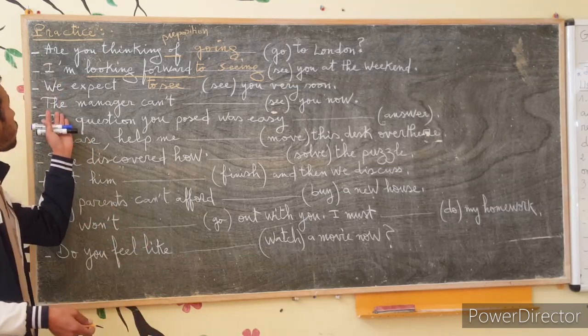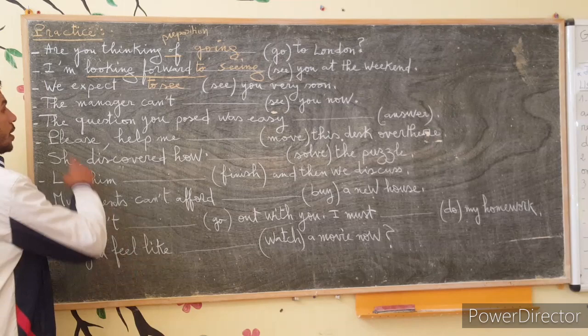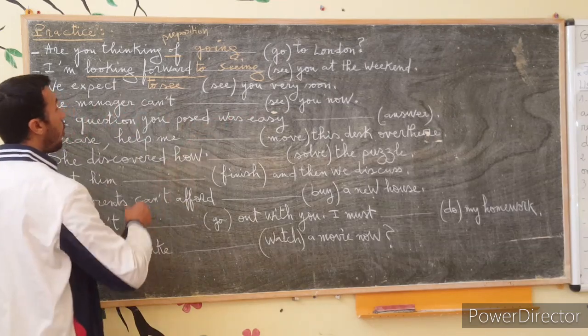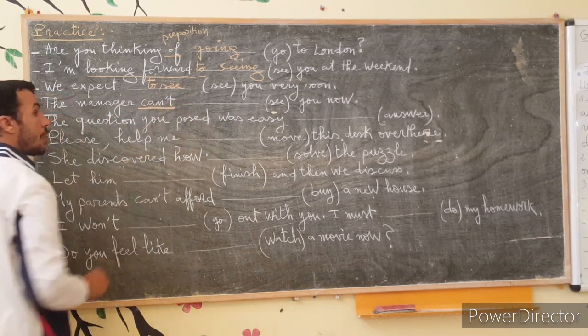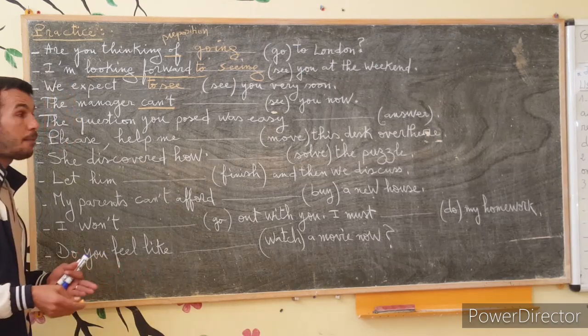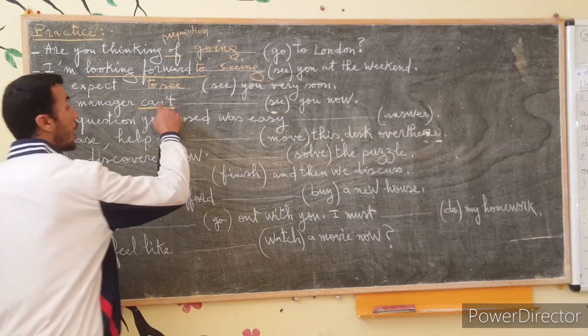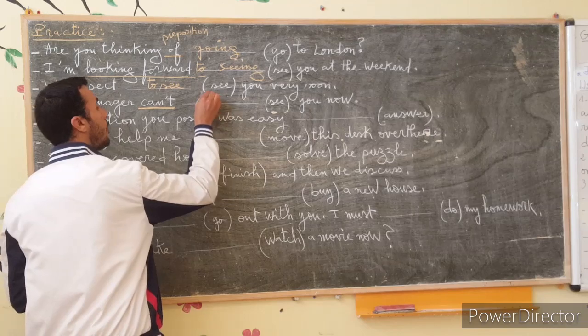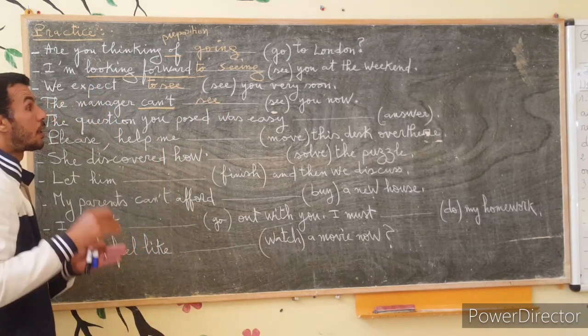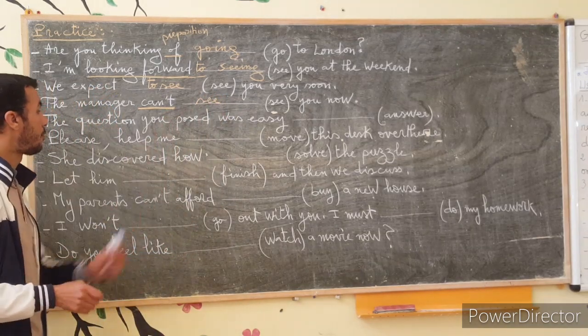So, number 4, the manager can't see you now. What do we have here? Can't. A small verb. Modals must be followed by the verb infinitive. Can't see. Not to see. Not seeing. Can't see.